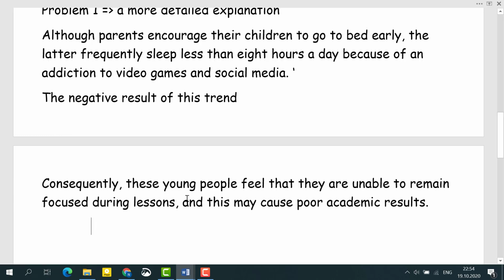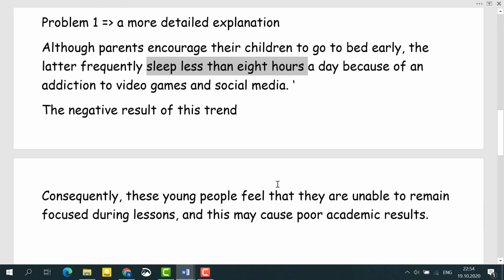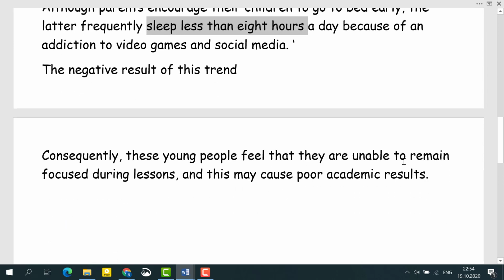So these young people feel that they are unable to remain focused. In this case, they are unable to means they can't remain means stay focused during lessons, and this may cause poor academic results. Before I mentioned poor concentration. Okay, why? Because they sleep less than 8 hours, and because of this they can't remain focused during lessons. And this is bad. Why? Because this may cause poor academic results. Okay.